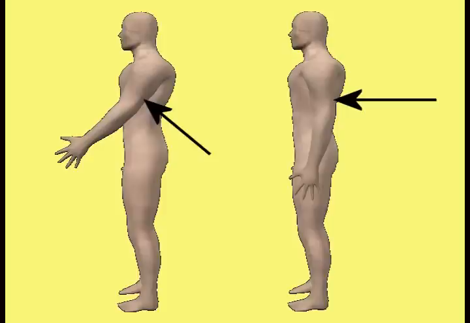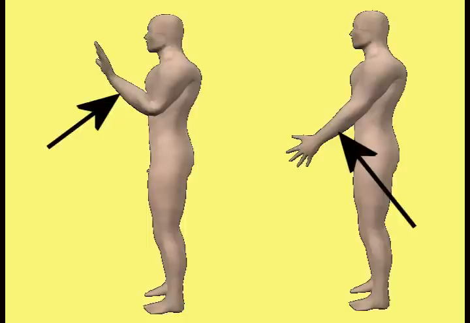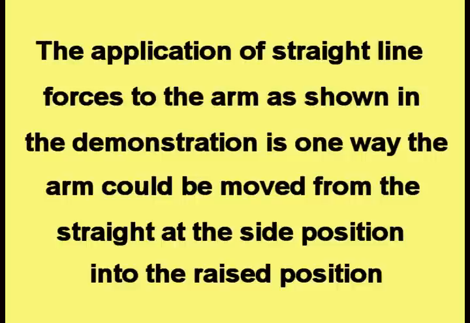Once the upper arm is in position, a straight line force would be applied to the lower arm to raise it into the desired position as shown on the right side of this picture. The left side of the picture shows the lower arm in its final resting position. The application of straight line forces to the arm, as shown in the demonstration, is one way the arm could be moved from the straight at the side position into the raised position.